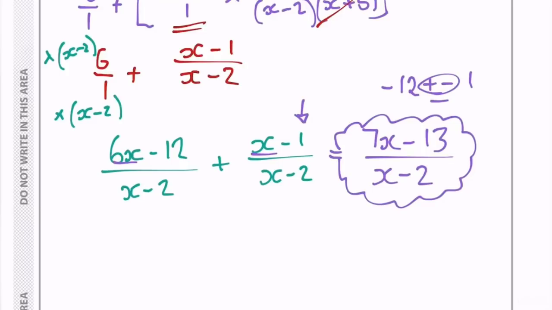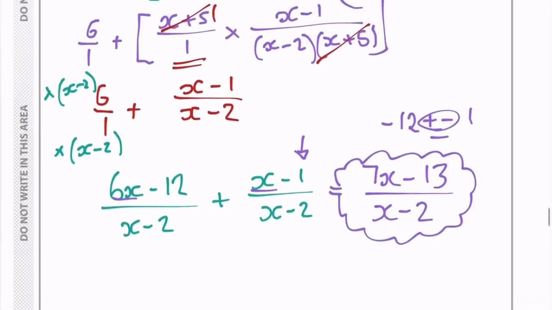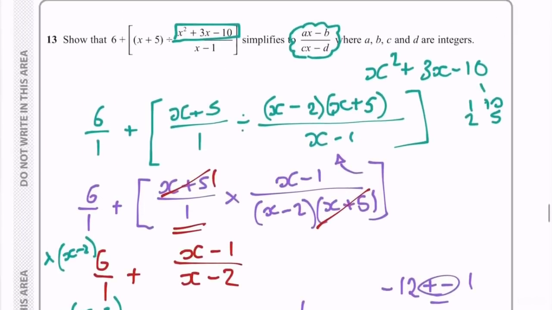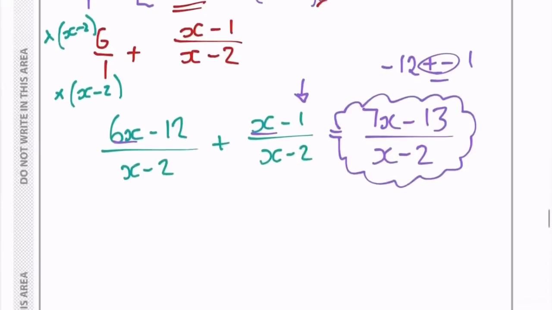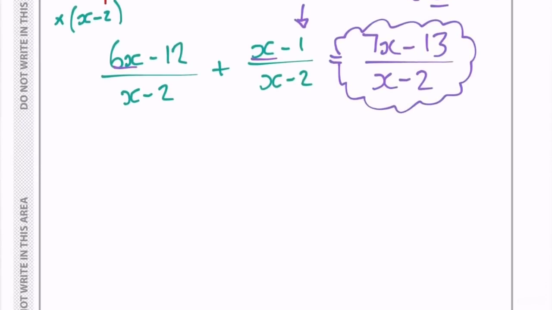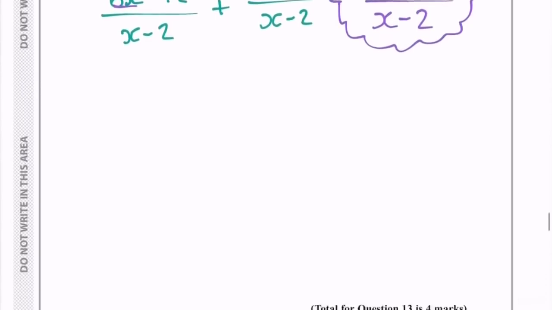Just quickly check the question, make sure it's in the format that they wanted. It did say ax minus b over cx minus d, yep, so a is 7, b is 13, c is 1, and d is 2. So 7x minus 13 over x minus 2. And on to the next question.